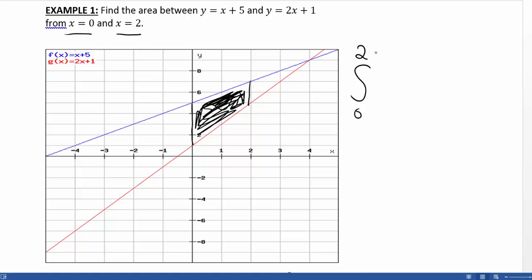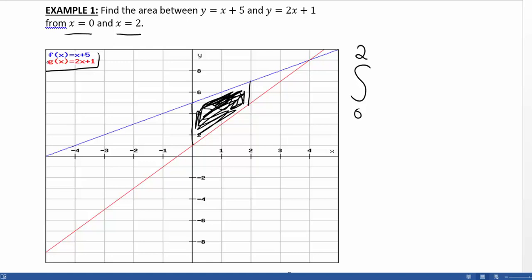Now, I need to do top curve minus bottom curve. Here, I've labeled them in the corner. But if you weren't sure which one was on top and which one was on the bottom, you'd want to graph them on your calculator yourself so you could determine which one was on top or bottom. Another way to do this is you could plug in a number between 0 and 2 to determine which one was on top and bottom, because the higher y value function will be the one that's on top.